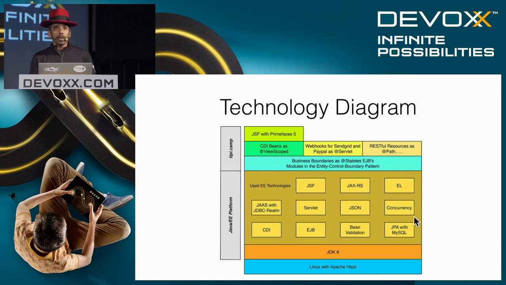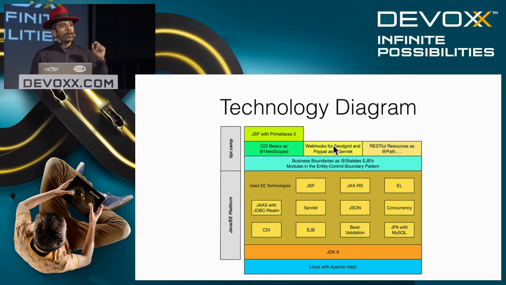Concurrency APIs were used as well, and I'll talk about how they were being used. CDI, EJB, bean validation. So very standard Java EE stack, but the key part is a lot of components are available within the Java EE platform where things generally work out of the box. This is what we call an entity control boundary pattern. I'll explain that in a second. But your CDI beans were used with a view scoped annotation. This is a new annotation that is added as part of the Java EE 7 platform.